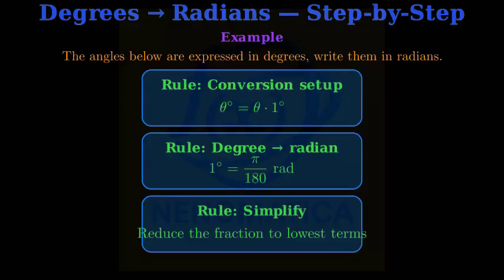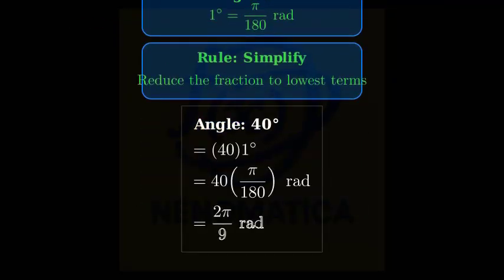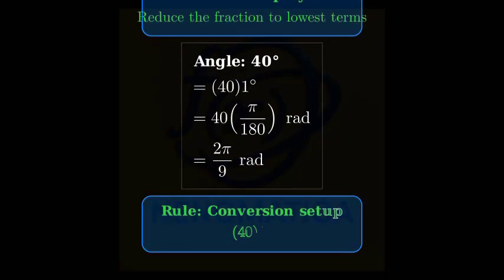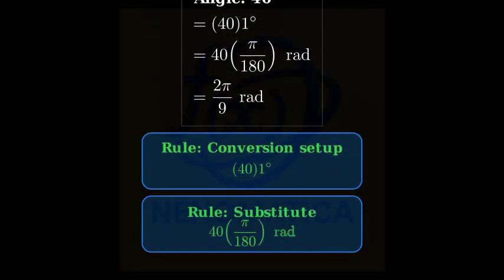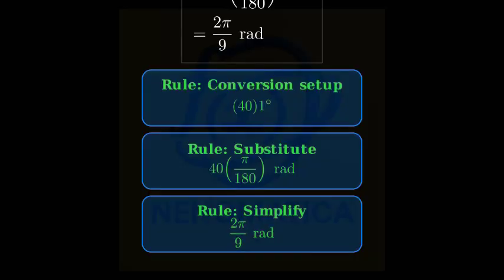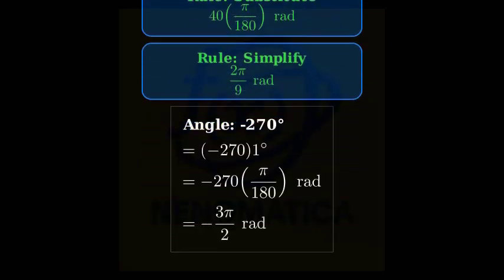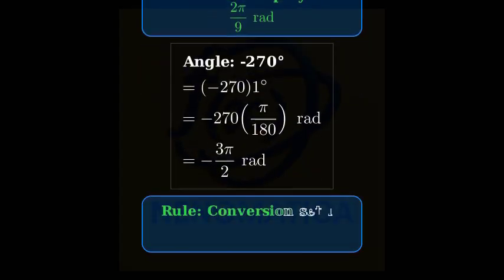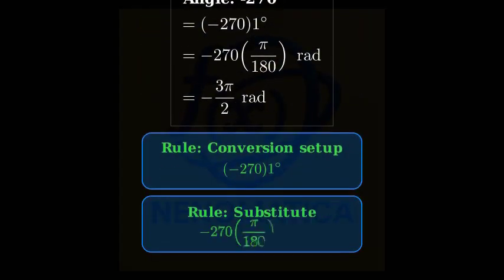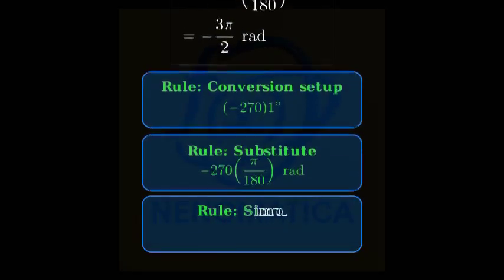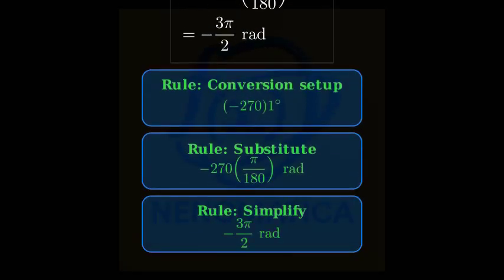Angle 1, 40 degrees. We will follow the structure exactly. Step 1. Write equals (40) 1 degree. Step 2. Replace 1 degree with pi over 180 radians. Step 3. Simplify to 2 pi over 9 radians. Angle 2, negative 270 degrees. Step 1. Equals (negative 270) 1 degree. Step 2 equals negative 270 times pi over 180 radians. Step 3. Simplify to negative 3 pi over 2 radians.